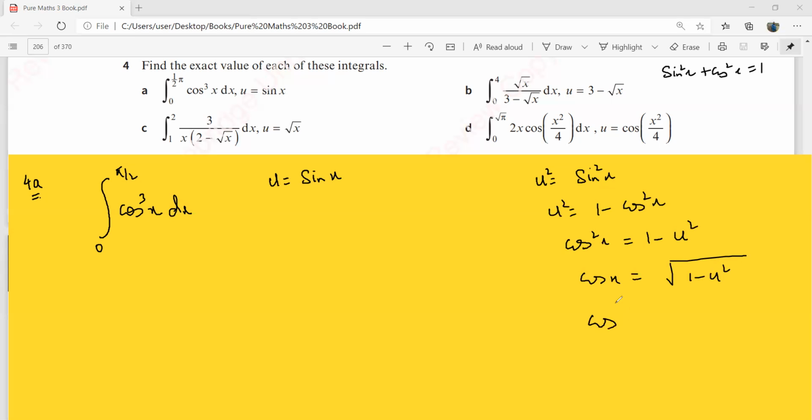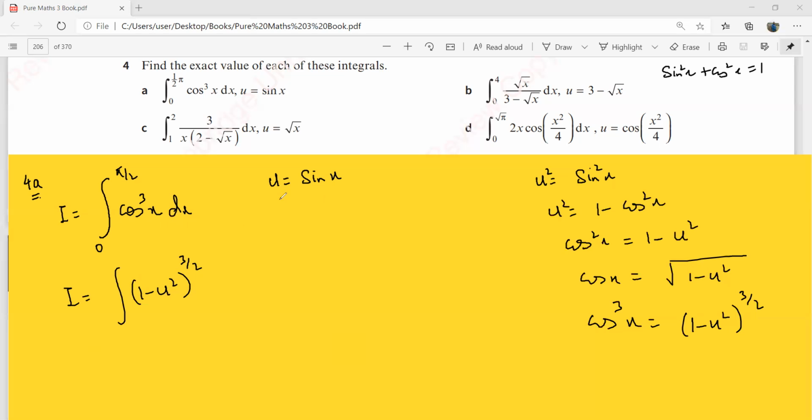And then if you want the cos cube, you cube both the sides, so this can be written as 1 minus u square raised to power 3 by 2. Let me name this integral as I. So I'm going to write this first of all as 1 minus u square to the power 3 by 2. So we have found the substitute for this cos cube x in terms of u. The next thing is that we have to think about this dx over here.